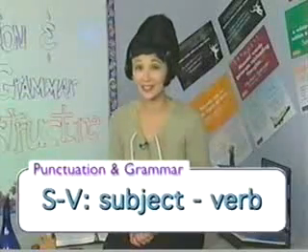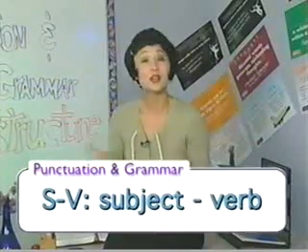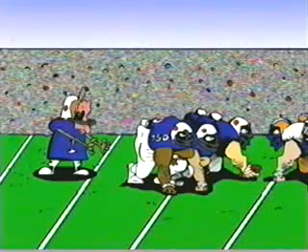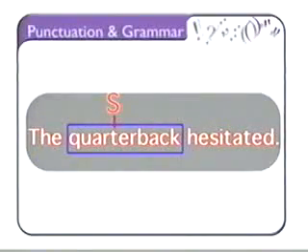The first sentence structure is called SV for subject verb. Here is an example. The quarterback hesitated. The subject is quarterback and the verb is hesitated. The verb hesitated is an action that the subject performs on his own with no receiver.